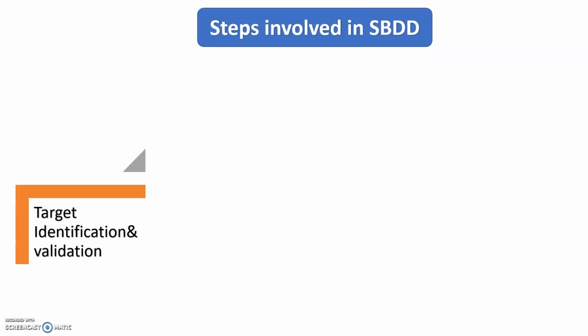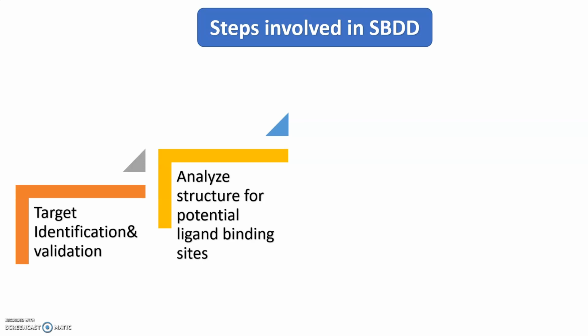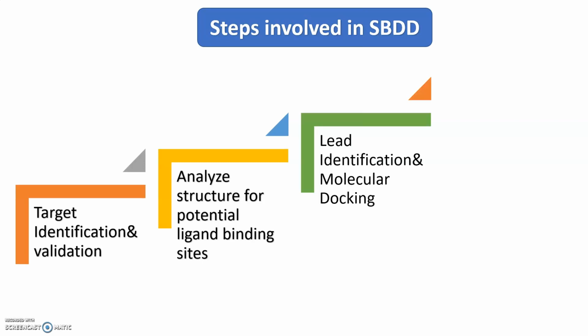Steps involved in the structure-based drug design. The first step is target identification and validation. Second step is to analyze the structure for potential ligand binding sites. And third step is lead identification and molecular docking. And fourth step is the clinical trial. So these are the main four steps involved in the structure-based drug design.